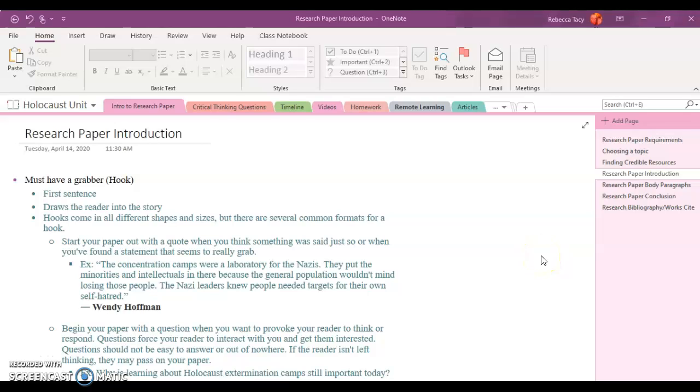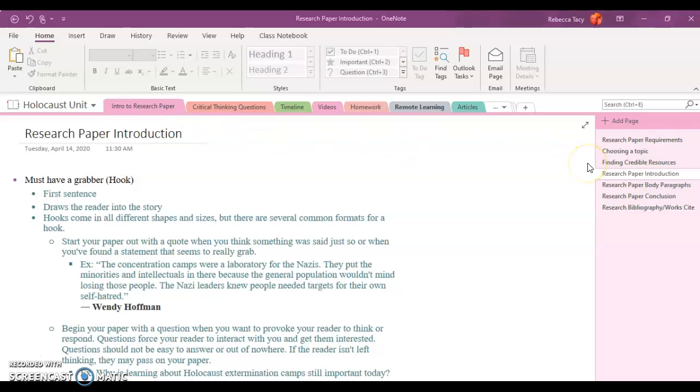So we are under the research paper introduction page in your OneNote Intro to Research Paper tab. You have your topic and you have found your 3 to 5 resources. So now this is the next step after that. This is kind of going right into the writing. This is going to be your introduction, your very first paragraph when you write.